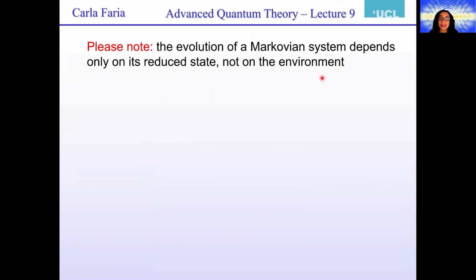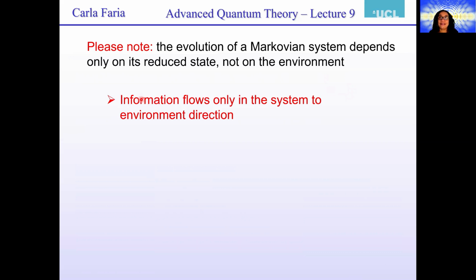This means that the environment is not going to be influencing this state. So there's not going to be some kind of back reaction from the environment to the state. Otherwise, the evolution is not Markovian. And if you want to think about it in terms of information, this means that it's going to flow only from the system to the environment, only in one direction. So it's a one-way street, but not the other way around. The system is influencing the environment or is providing information to the environment, but the environment is not sending something back.